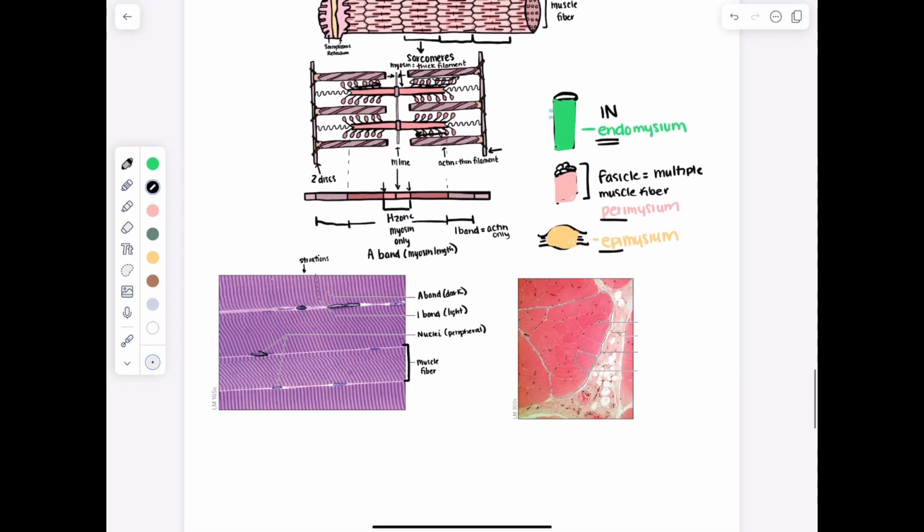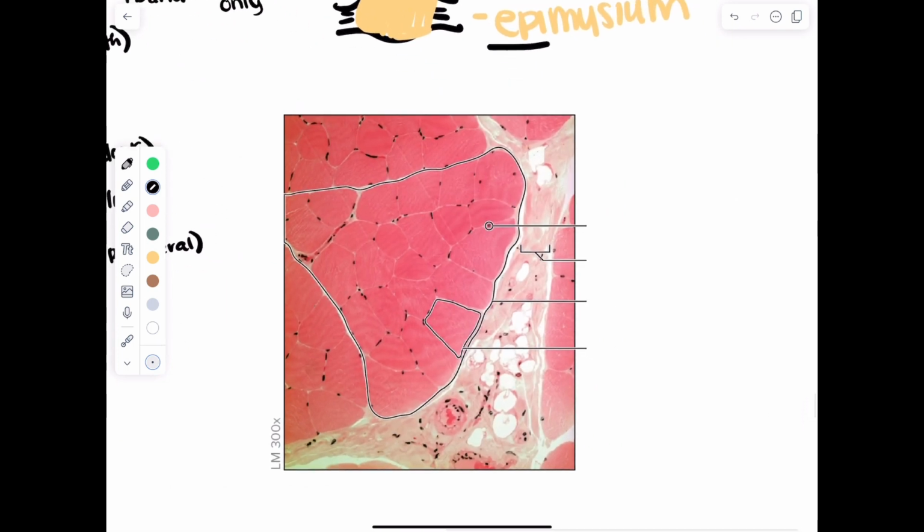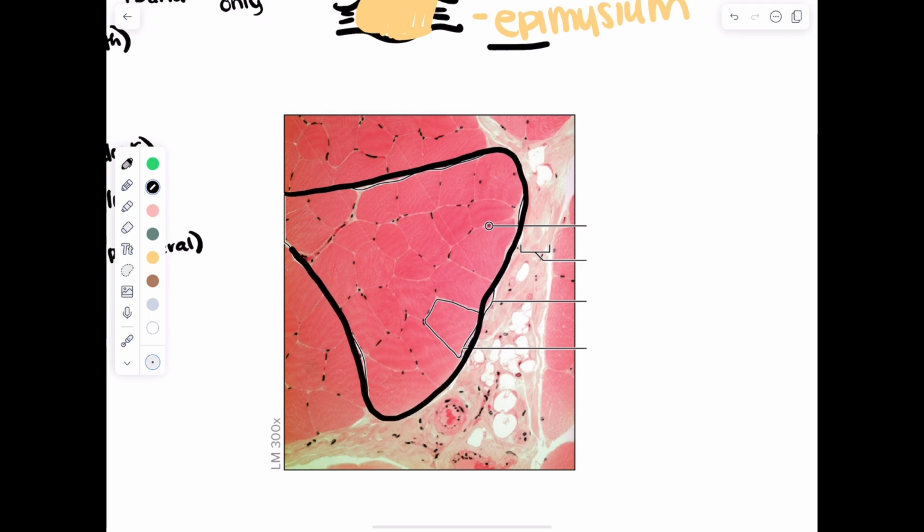So if we look at this image right here, this black outline that we see is surrounding a fascicle. That black line that I just drew is a fascicle. Here's another fascicle up here, and here's another fascicle right here. And then this right here is surrounding this entire muscle that we're seeing there. The one surrounding the entire muscle, we call that the epimysium. That's that connective tissue.